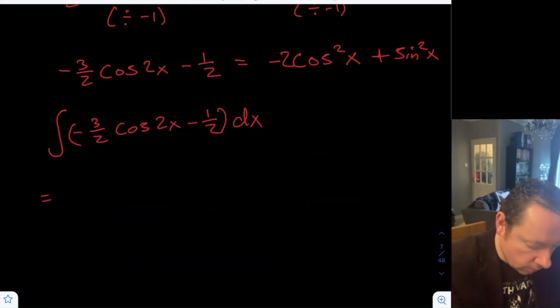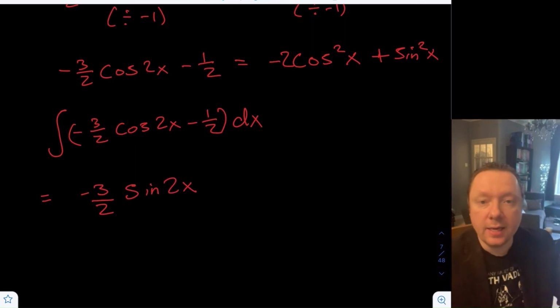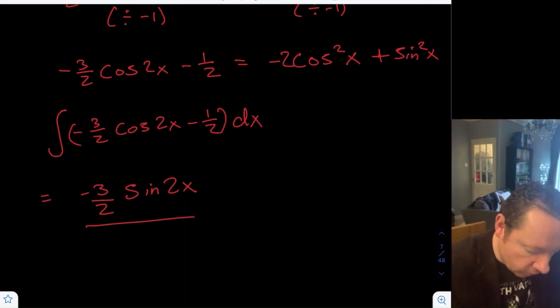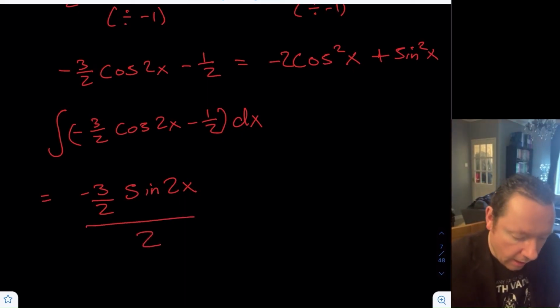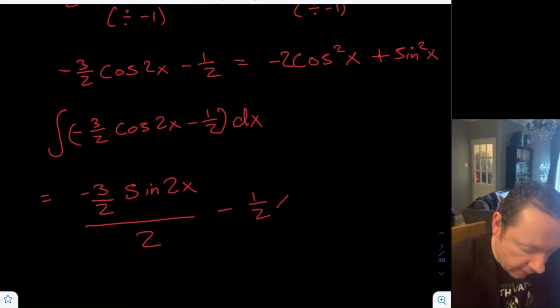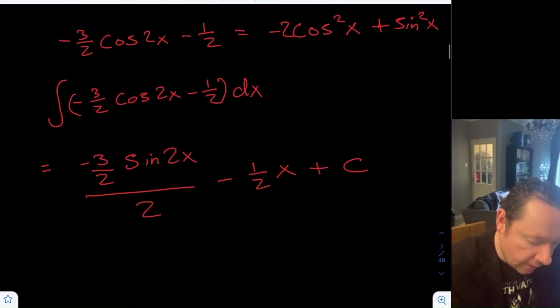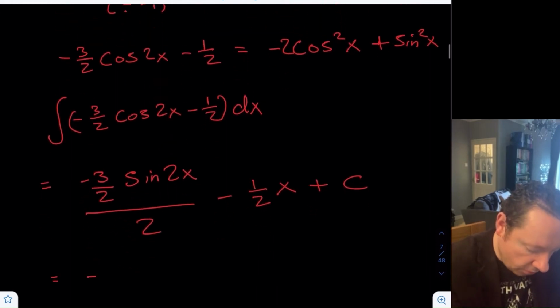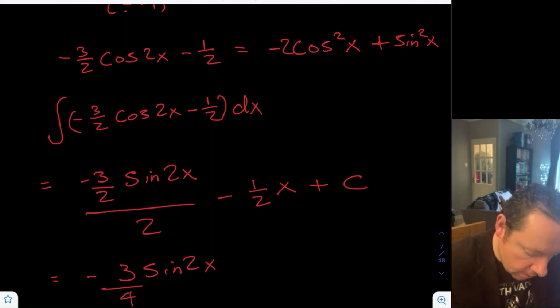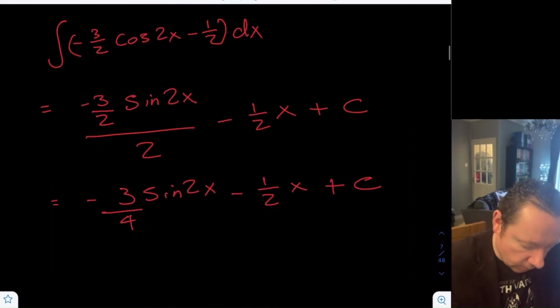So that equals minus 3 over 2, cos goes to sine, so sine 2x. And you need to differentiate the 2x to get 2 and divide by 2. So I'm dividing the whole thing by 2. Minus a half goes to minus a half x, and we've got plus c. Dividing a fraction by a number means I can just times the denominators. So we get minus 3 sine 2x over 4 minus a half of x plus c. And we're done there.